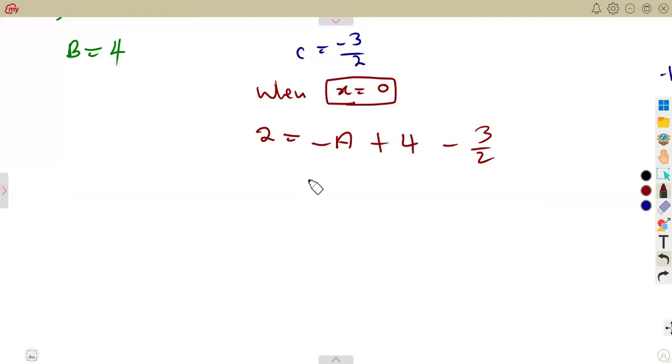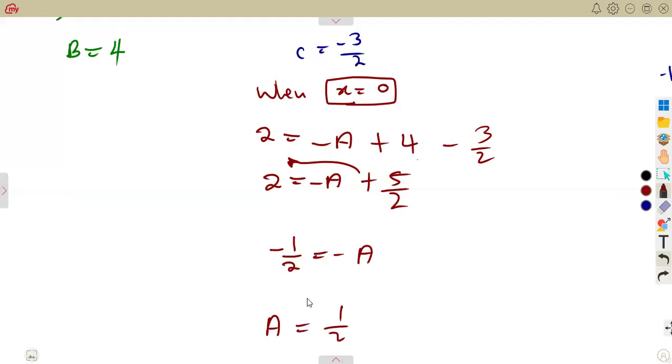So now we can calculate the value of A. Just going to simplify. 2 is equal to minus A, 4 minus 3 over 2 was going to be 5 over 2. We can even transpose this to the other side. That will be a minus. So 2 minus 5 over 2 was going to be minus half, which is equal to minus A divided by a negative. So therefore, A was going to be a positive. This and this was going to cancel. So there, A is 1 over 2.